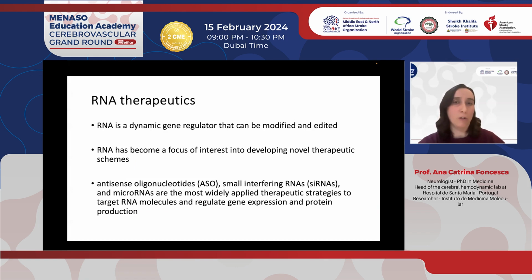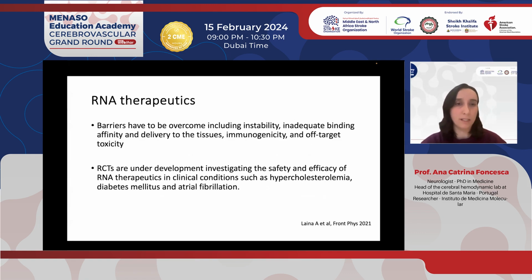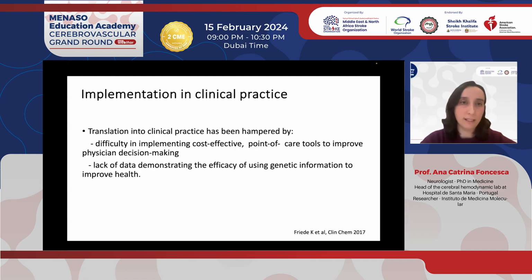They are dynamic chemical regulators that can be modified and edited, and there has been a lot of focus on developing novel therapeutic schemes. Actually, some RNAs are under development, and their efficacy is being studied in conditions like hypercholesterolemia, diabetes mellitus, and atrial fibrillation.